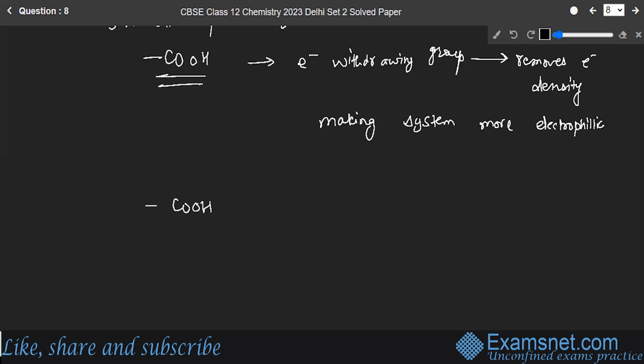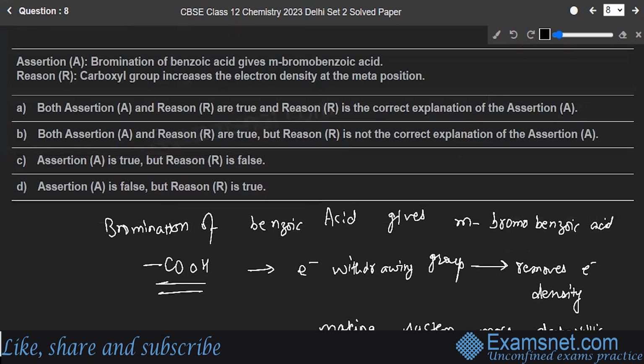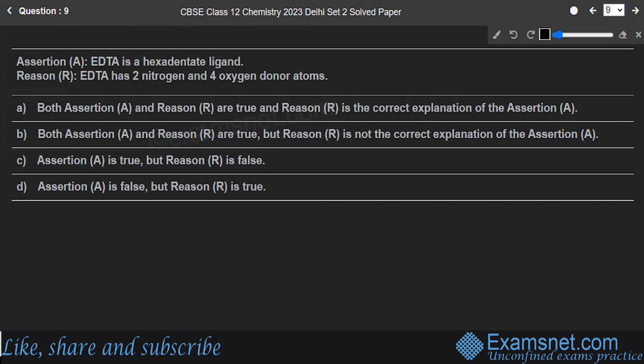The COOH group decreases the electron density from the ortho and para positions, not increases the electron density from the meta position. So you have the assertion to be right and the reason to be false. Hope you got that. Next is question number 9.